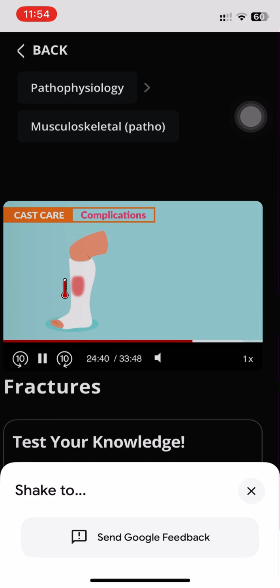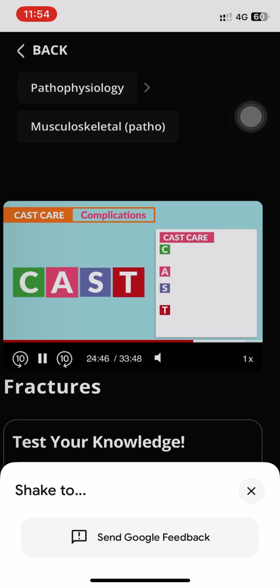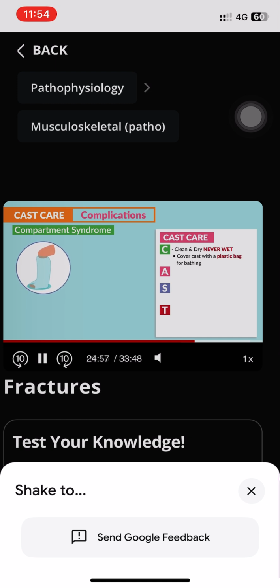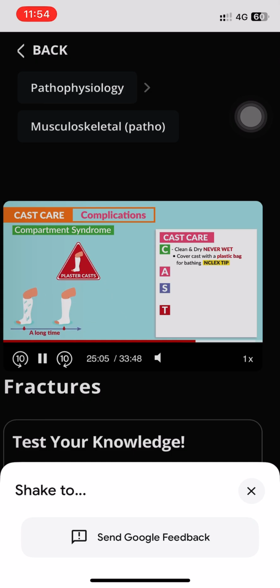Okay, now that we covered the highly tested complications of cast care, let's just talk about general cast care. We use the acronym CAST, C-A-S-T. C is for clean and dry, never wet, especially with a plaster cast. Key term is to cover the cast with a plastic bag for bathing. Huge NCLEX tip. Once again, especially for plaster casts. These typically take a long time to dry and will fall apart if wet.